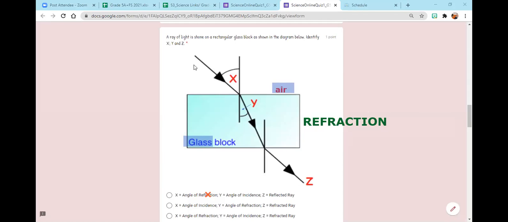Okay. Let's look at X. Which angle is this? Is it the angle of incidence, or the angle of refraction? Incidence. No, incidence, miss, it's the angle of incidence. It's the angle of incidence. So X is the angle of incidence and Z is the refracted ray.